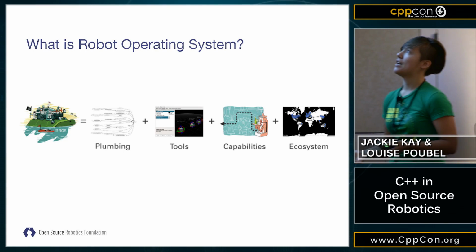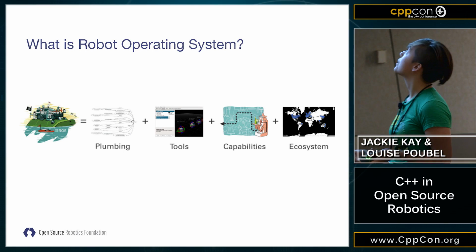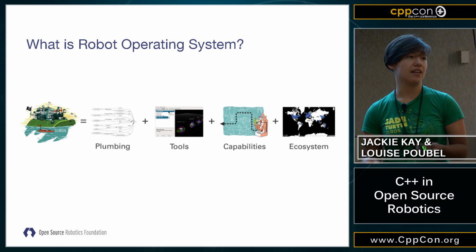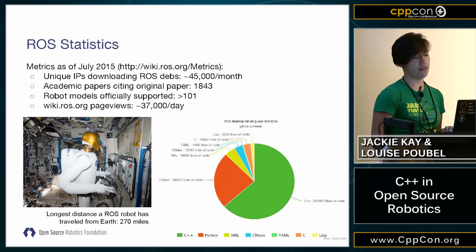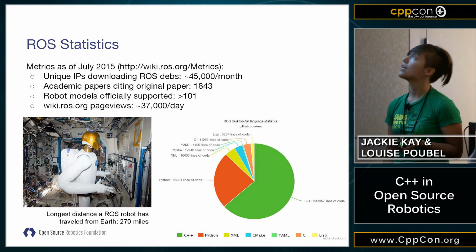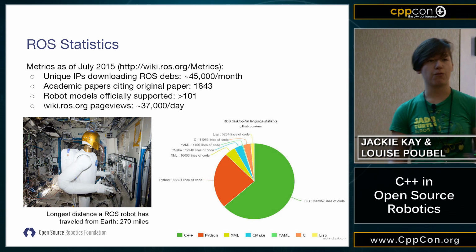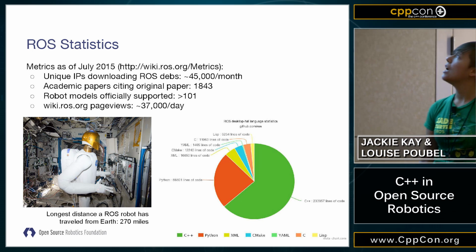In summary, ROS is network plumbing, tools, capabilities, and an ecosystem. I'm mostly going to talk about the first two aspects at this talk today. But to make that broad overview more concrete, here are some statistics.